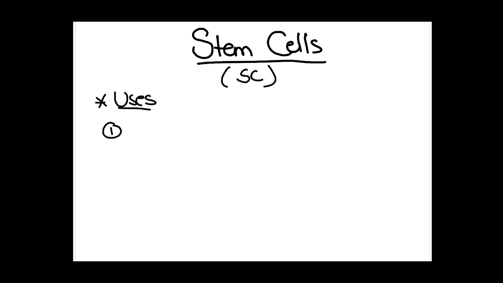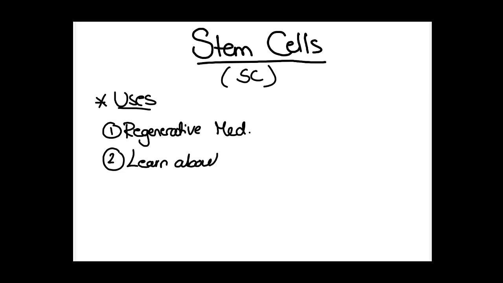So the first one is regenerative medicine. In regenerative medicine, stem cells can be used to create body parts that are either harmed by disease or by injury. The second one is to understand how the body works by watching these stem cells develop into tissue. So, learn about cell development.